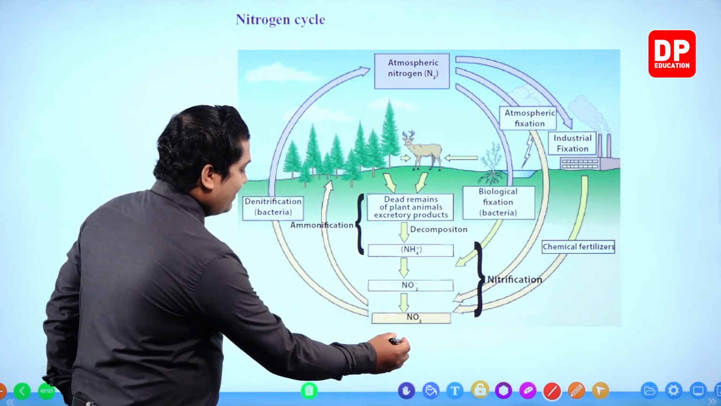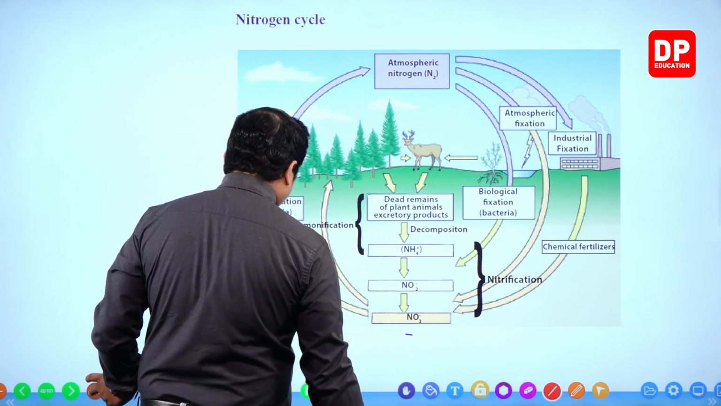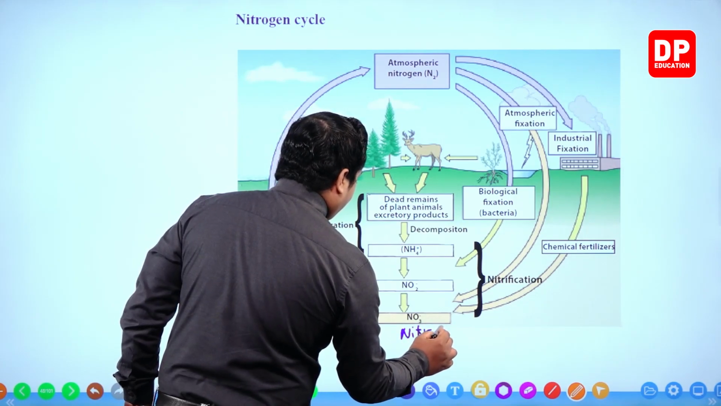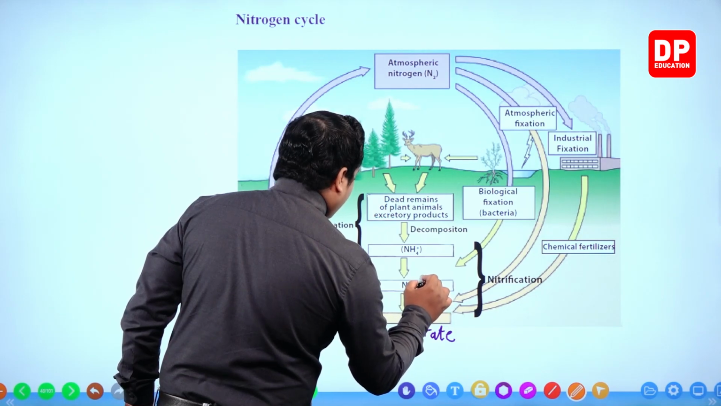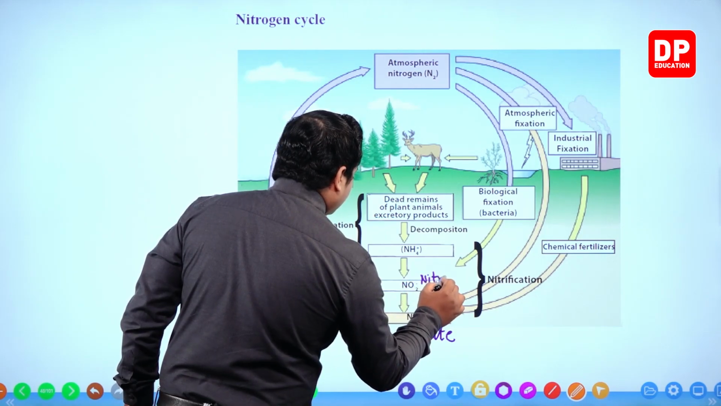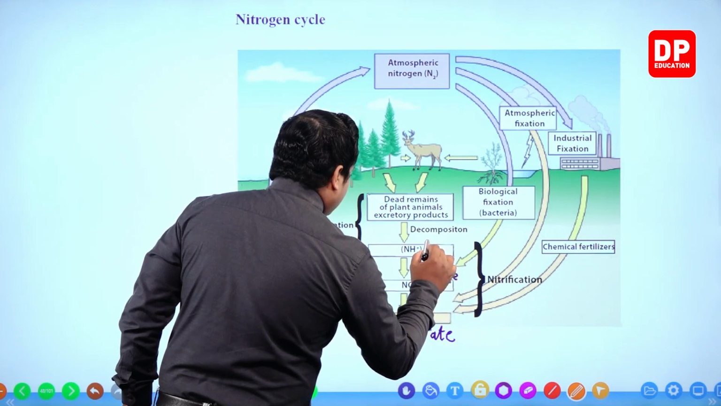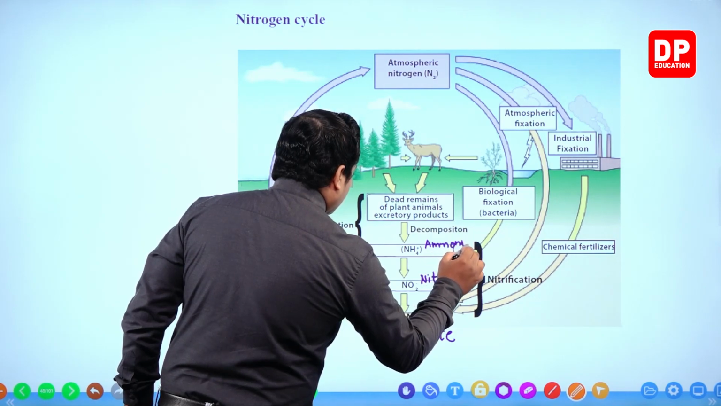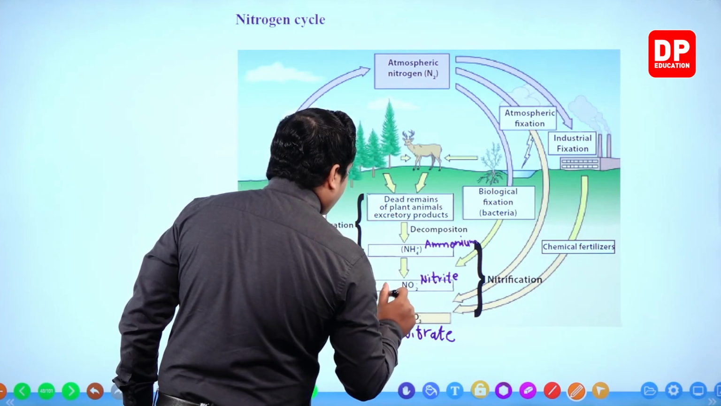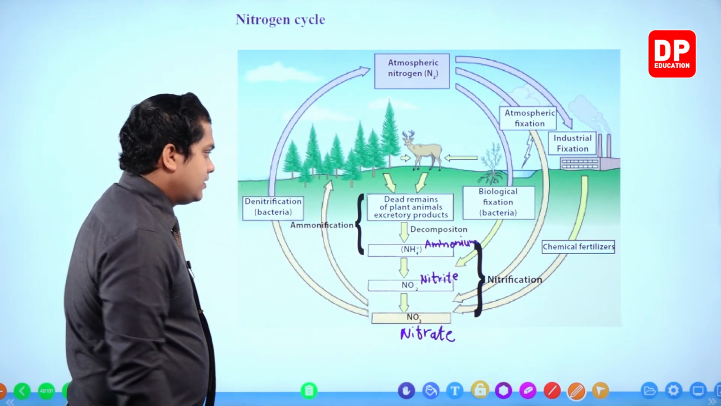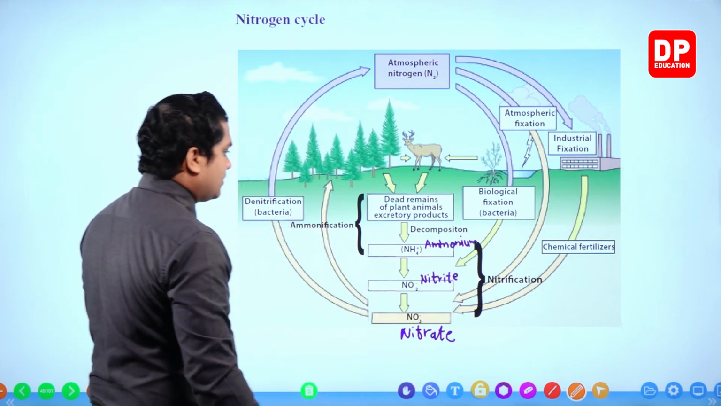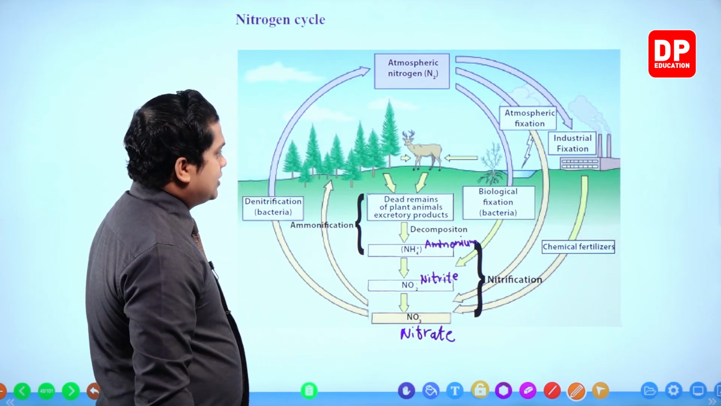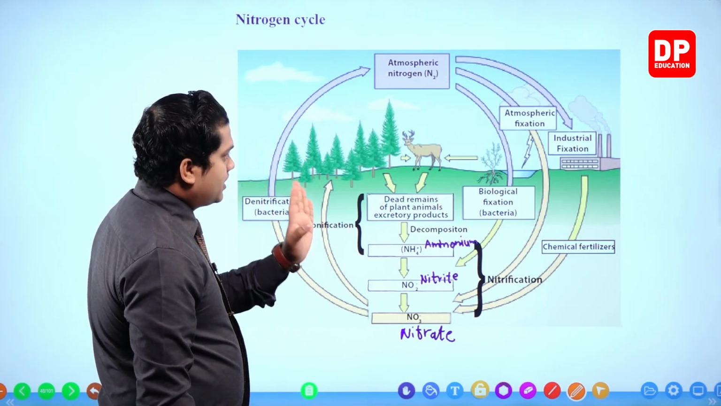NO3- is nitrate. I'll mention that one. This is nitrate. NO3- is nitrate. This is nitrite. This is ammonium. Right? This is ammonium. So, ammonium, nitrites, nitrates, okay? So, this is how the circulation works then.